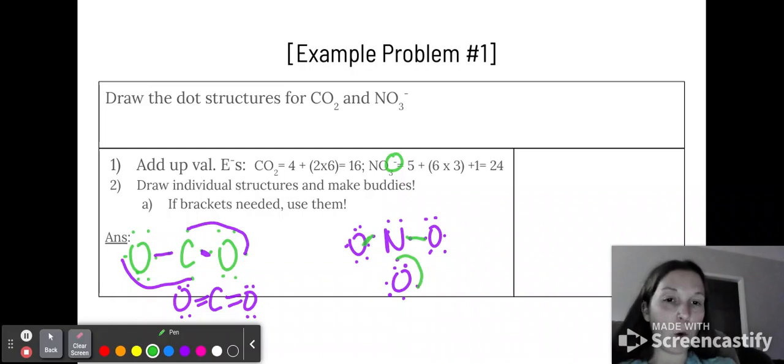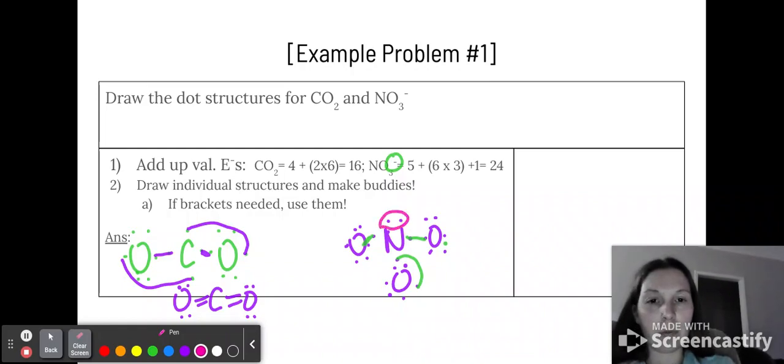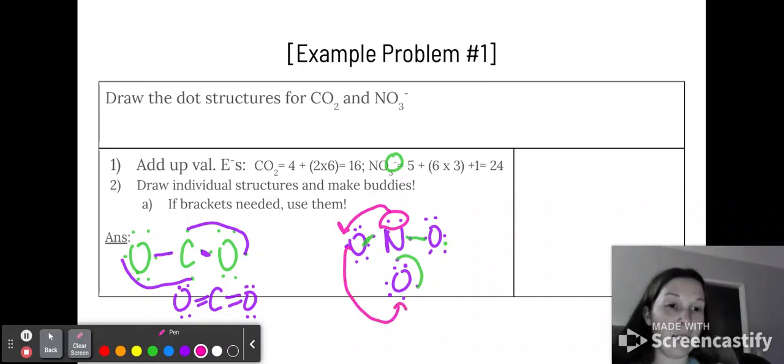We do get to add 1 in because of that -1 charge. So I am going to actually just put that one right over here. Just stick it wherever it needs to go. And then we can move electrons around. Once they have started to form these bonds, you can actually move them around on the entire molecule. So what we're going to do is take this pair and donate it into oxygen, and then take this lone electron and give it to our oxygen down here at the bottom.